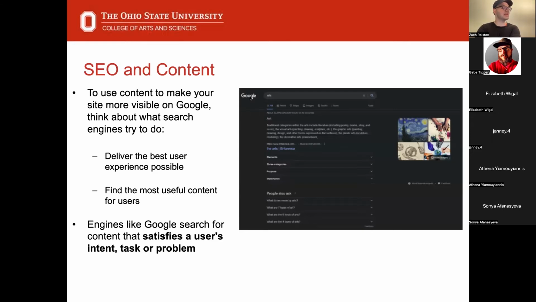Essentially, it helps to think like a search engine when you're designing your website. Keep in mind that search engines are looking to solve a problem or help a user accomplish a task or satisfy some kind of goal in the end. So keeping that in mind, we're going to touch a little bit on what's called user intent a little bit more in the future.